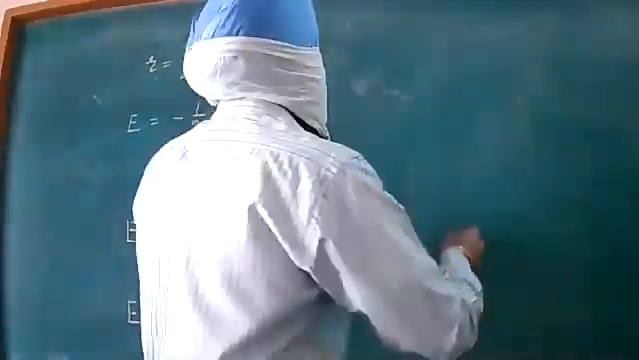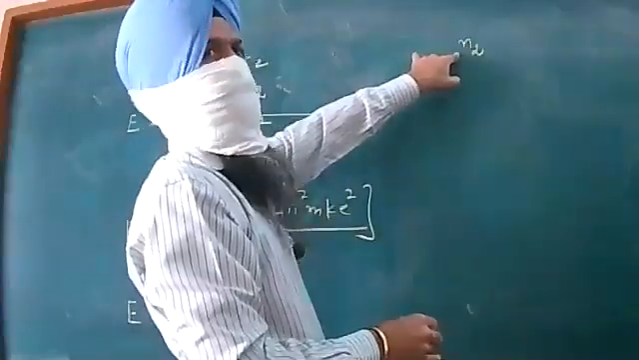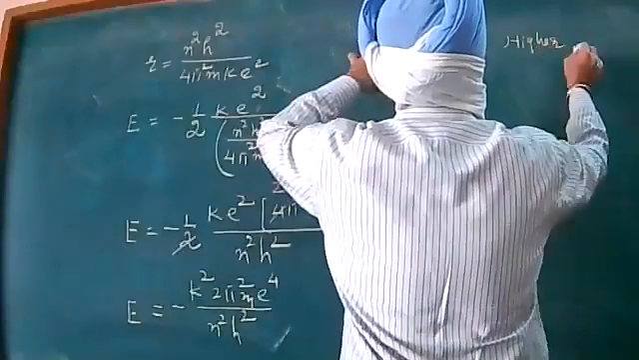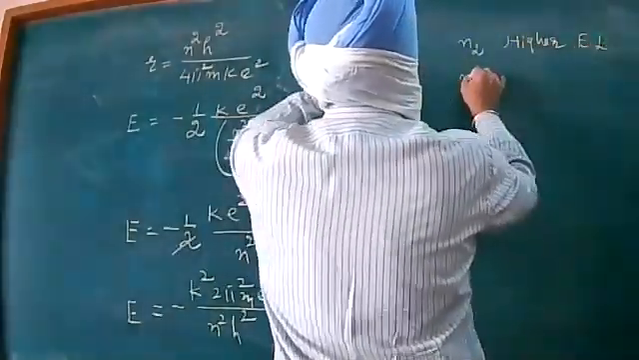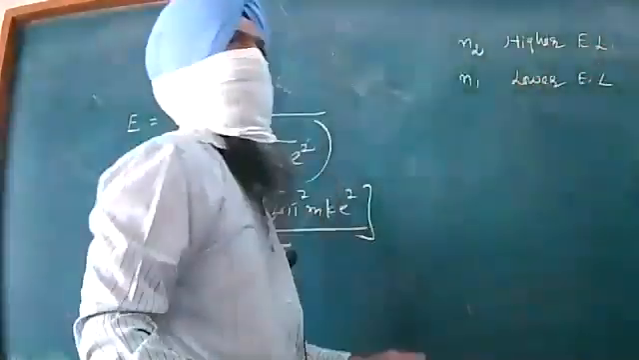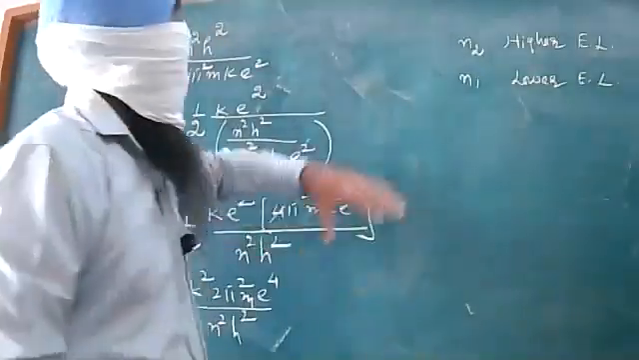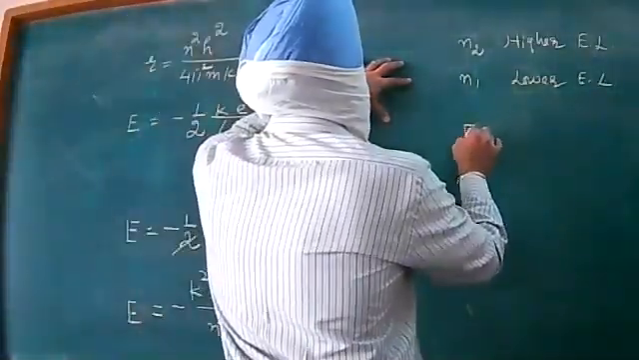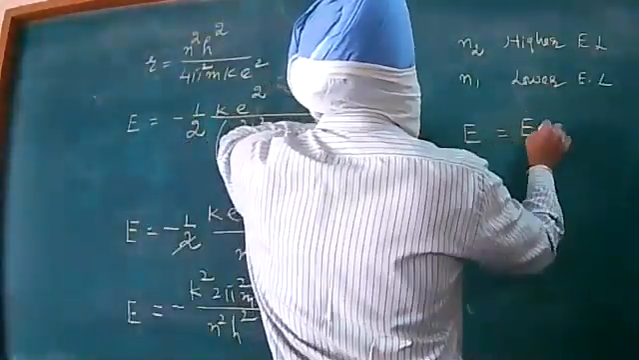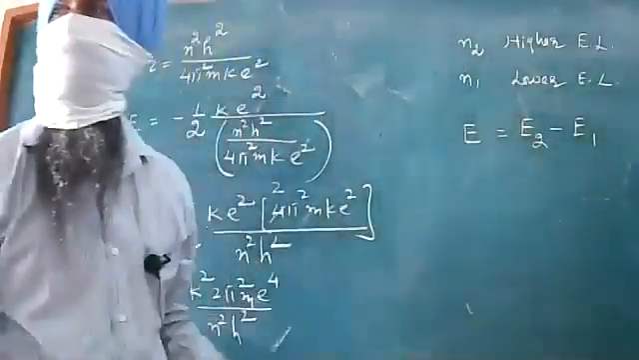Now beta, imagine that n2 is the higher energy level and n1 is the lower energy level. Your electron jumps from the higher to the lower. Then beta, some amount of energy will be given out. That will be given out, na beta? That is equal to the energy of the higher minus that of the lower.